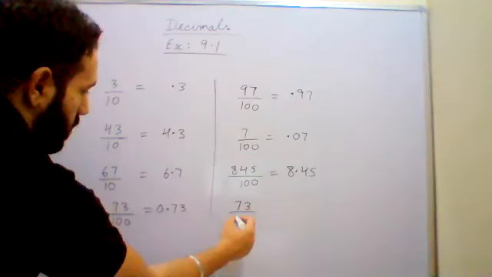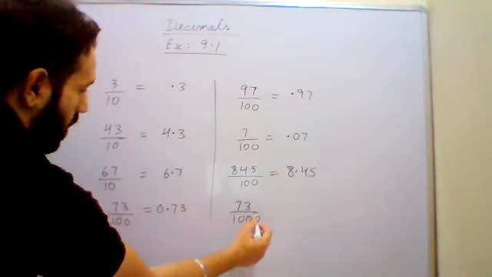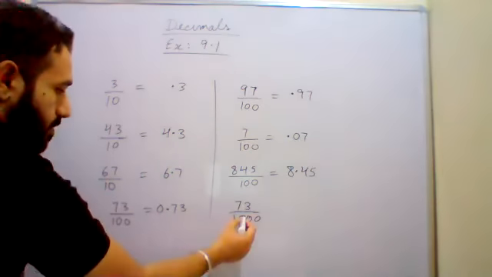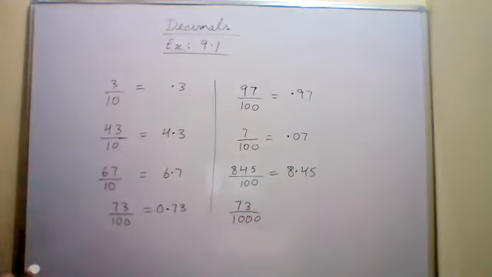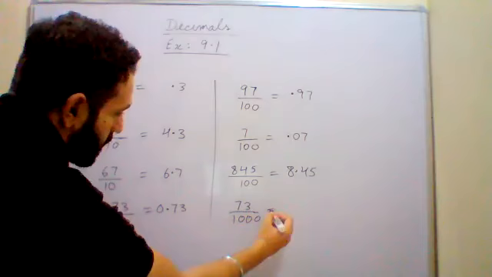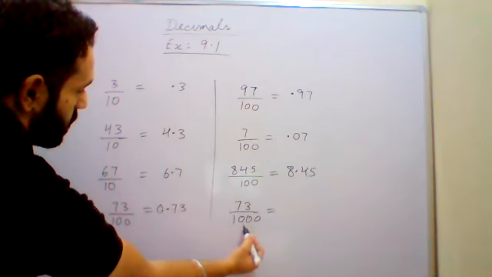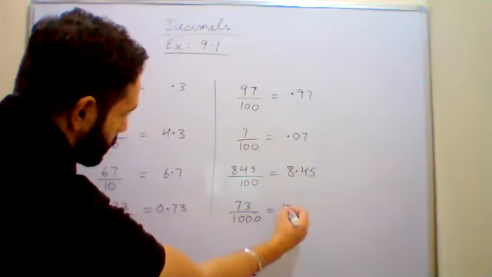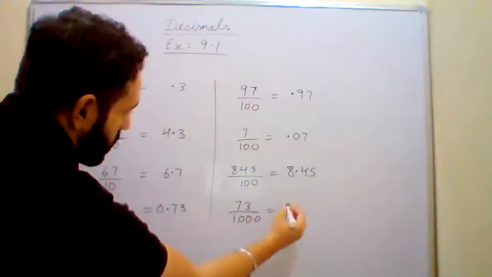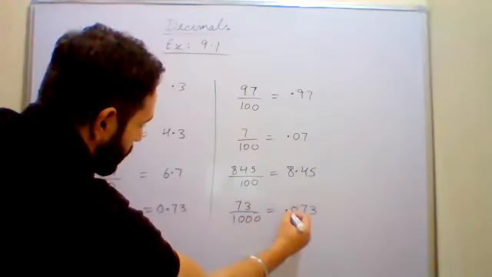73 upon 1000. 3 zeros. 073, sir. 0.073. Very good. 0.073 is the answer.